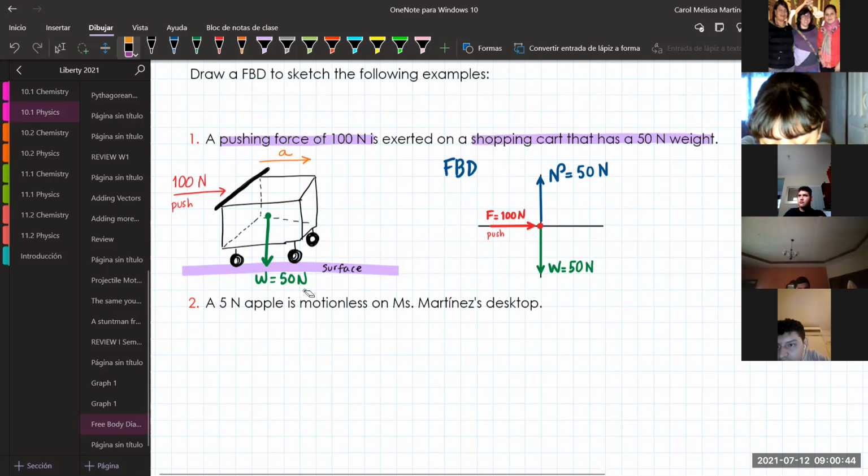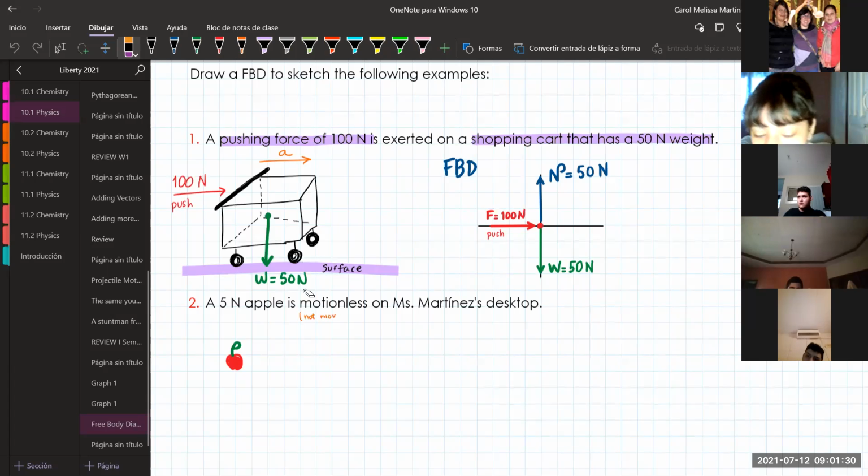Now, in the second example, we have a 5 Newton apple that is motionless on my desk. Okay, so first what I do is I do my prior sketch. So there I go, I have my apple over here. Okay, and it says that this apple is motionless. Motionless means that it's not moving. If it's not moving, means that there are no forces acting on the apple.